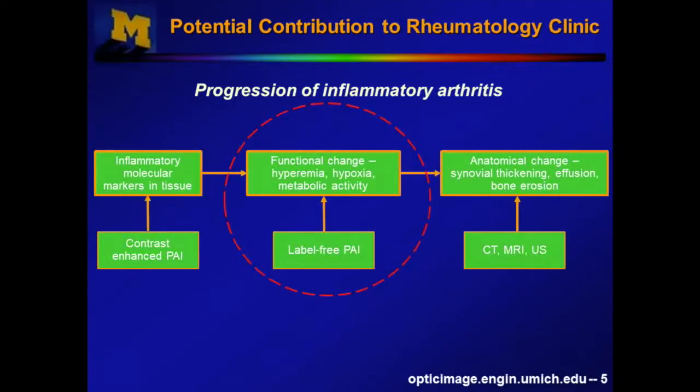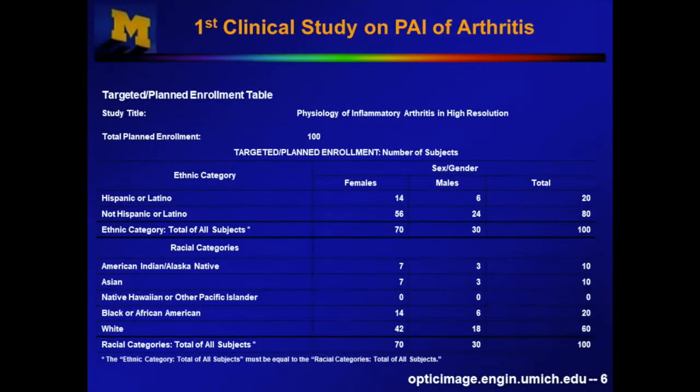Today's talk will be focused on label-free photoacoustic imaging of arthritis for detection of functional changes in human finger joints. At Michigan Medical School, we have started a clinical study on photoacoustic imaging of arthritis, and this is the very first clinical study on arthritis. Our goal is to involve over 100 patients with arthritis, and to validate that photoacoustic imaging offers a new tool for rheumatology.